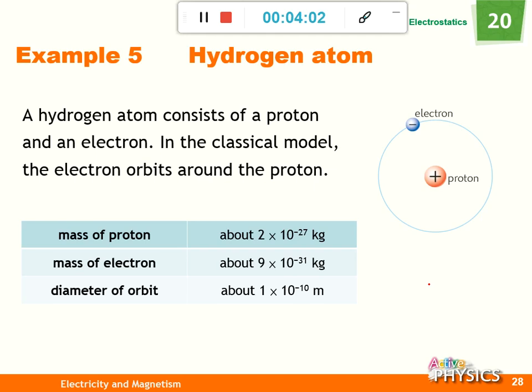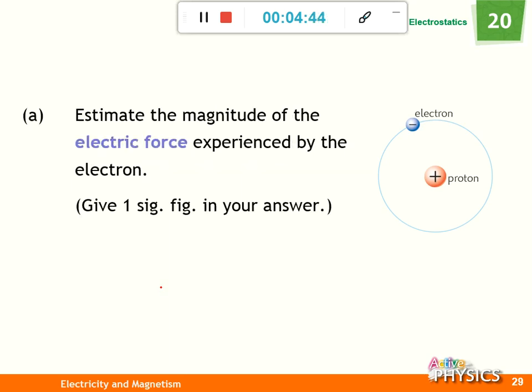Okay, next one, example 5, hydrogen atom. In basic chemistry, you should know that hydrogen is a very small element, the first element, only one proton in the nucleus. Around it we have the electron. Positive and electron, between them we will have the electric force. In this question, we want to find out the value of the electric force between the electron and the proton. And this data tells you the mass of the proton, the mass of the electron, and the radius of the orbit. Try to put everything into it and then find out what happened.